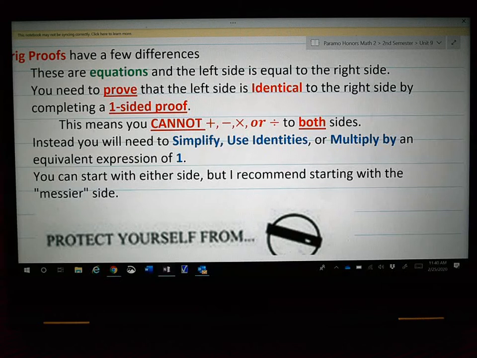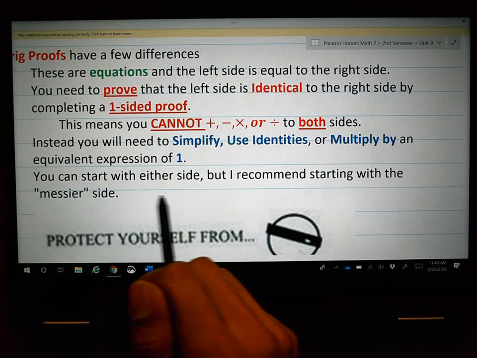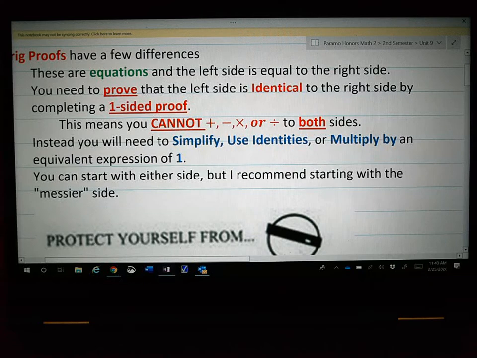So with that being said, I'm going to be showing you how to do one-sided proofs. You can start with either side, but I recommend starting with the side that you think is messier or harder to work with. Always pick the harder side because you're used to simplifying, okay?